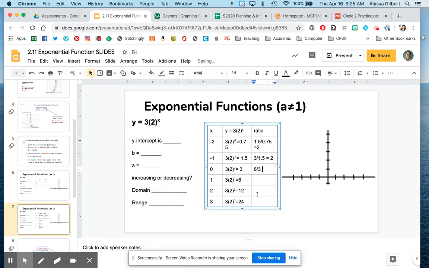6 divided by 3 is equal to 2. 12 divided by 6 is equal to 2. And 24 divided by 12 is equal to 2. So remember, our ratio should be the same as our b. That's awesome. So now let's plot this.